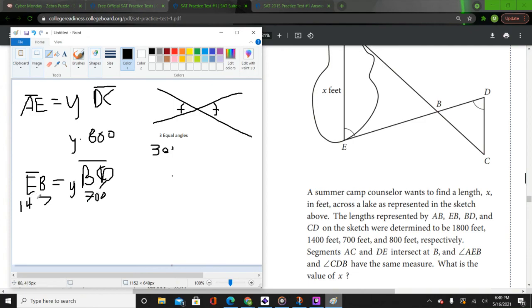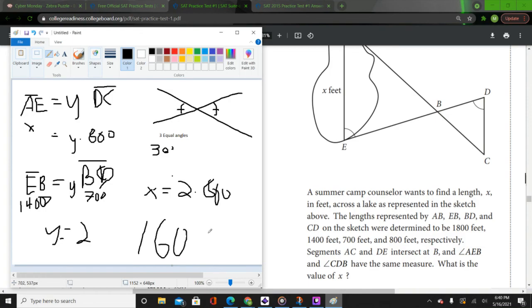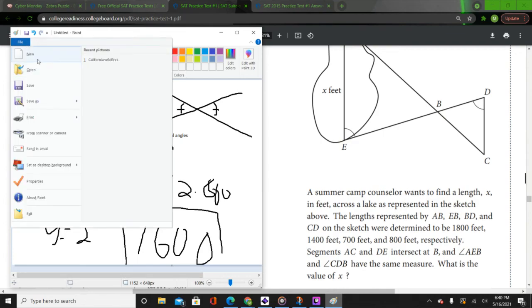I drew 1400 very poorly, but we know y is equal to 2, which means x is equal to 2 times 800, because AE, where x is equal to 2 times 800, or 1600, and that's our answer. 1600 is our answer. So let me just draw it as quickly as I can, because we're not staying on this problem for long, because we're done. 1600 is our answer. We did that well.